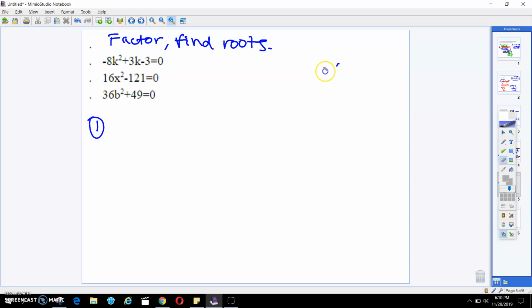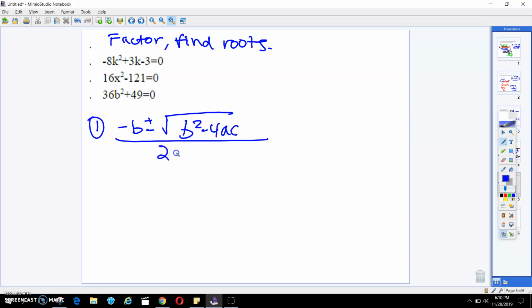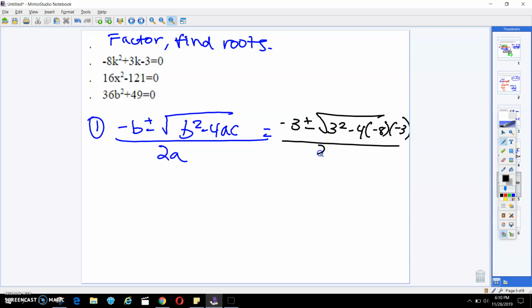So I probably have to use the quadratic formula on this one, which kind of sucks, but it happens sometimes. Normally whenever there's an a term bigger than 1, like for instance this one has a negative 8, I would probably use the quadratic formula. So it's going to look like this. And hopefully at this point you have this memorized, but if you don't, it's on your formula sheet. So I'm going to plug in. It's going to give me negative 3 plus or minus the square root of 3 squared minus 4 times negative 8 times negative 3, all over 2 times negative 8.